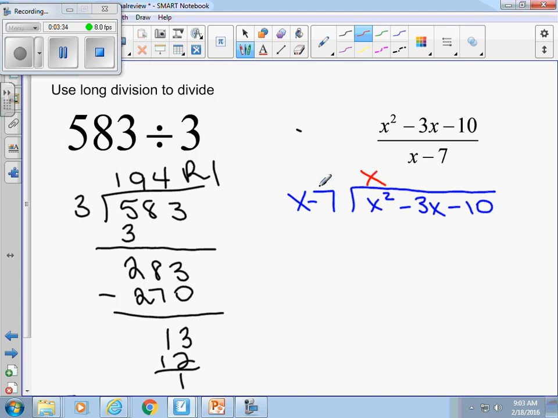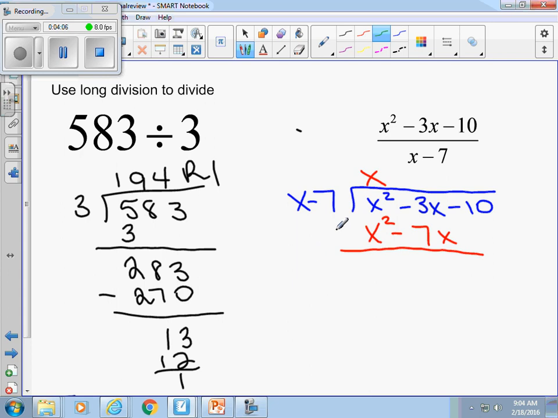Okay, what did we do next with the 1 and the 3 on that next step? Didn't we multiply them together and put it down here? Mm-mm. So I'm going to multiply the x times the x minus 7. I'm going to multiply these and put it down here. Well, x times x minus 7 is x squared minus 7x.